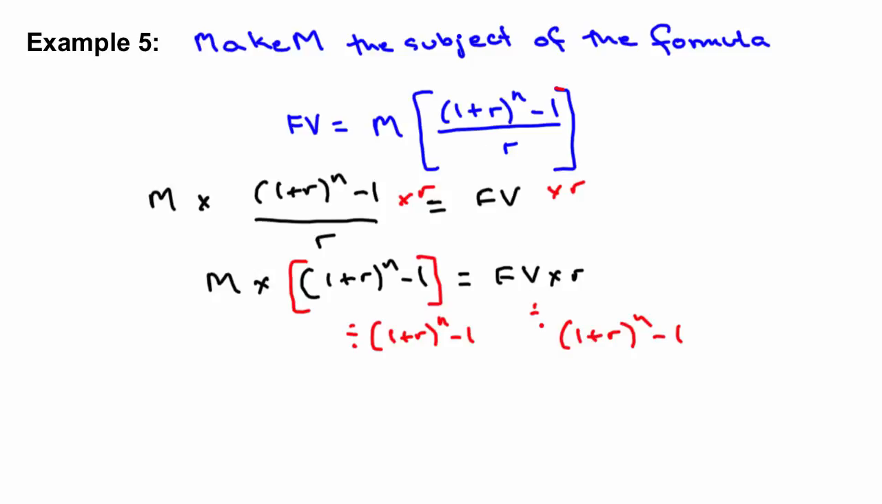And we end up with our final format where m is equal to the future value times r all over, and it's this part of the bracket. So I'm going to put it in brackets, (1 plus r) to the power of n minus 1. That's our final format with m now as the subject of the formula.